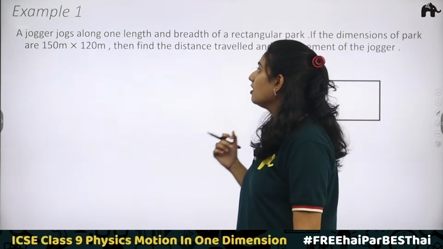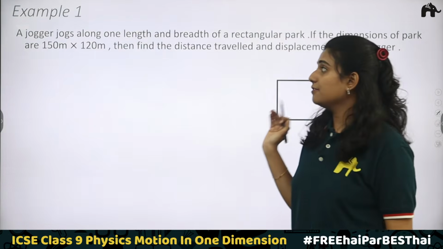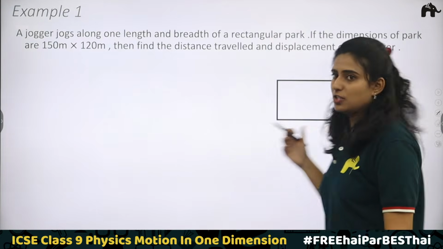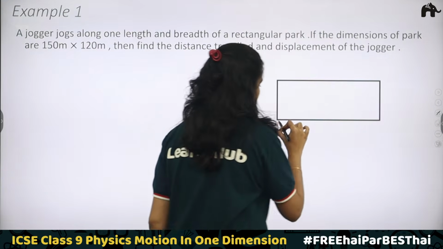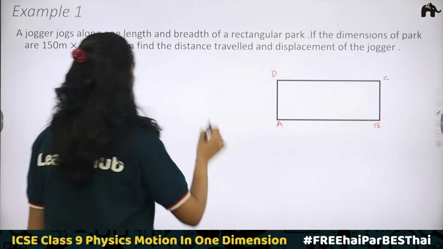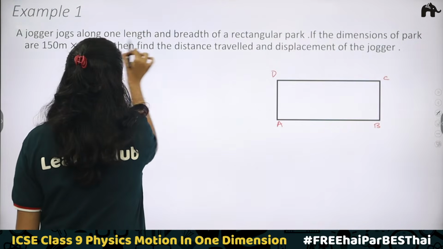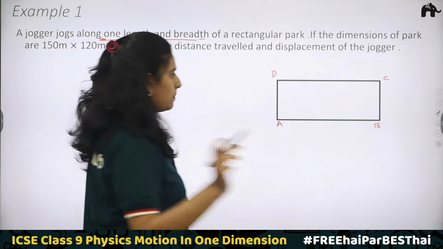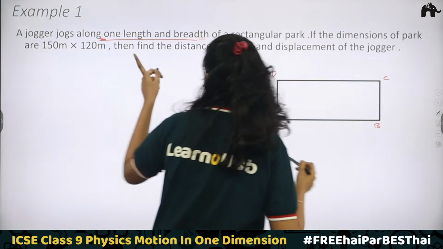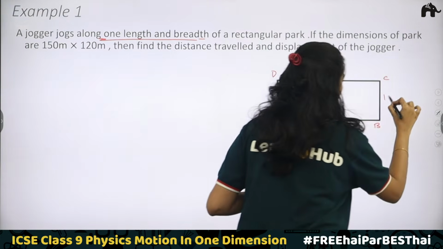A jogger jogs along one length and breadth of a rectangular park. If the dimensions of the park are 150 meter by 120 meter, then find the distance travelled and displacement of the jogger. So here you have a rectangular path A, B, C, D. It is given that the jogger jogs one length and breadth of the rectangular path, which means once along the length and once along the breadth. Length is 150 meter and the breadth is 120 meter.